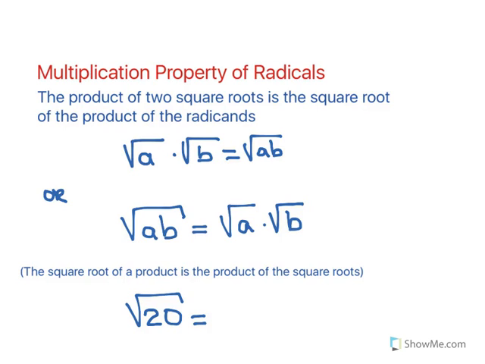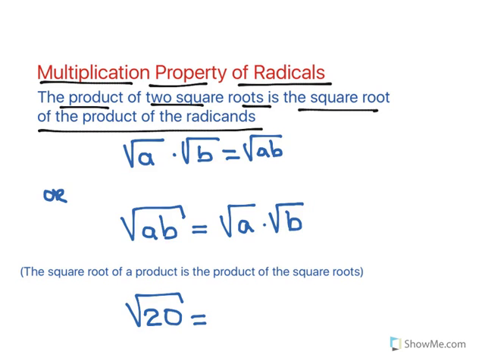So far we have worked with the multiplication property of radicals. The multiplication property of radicals tells us that the product of two square roots is the square root of the product of the radicands. In other words, I can combine two square roots into a single square root. I can see this property used in reverse.